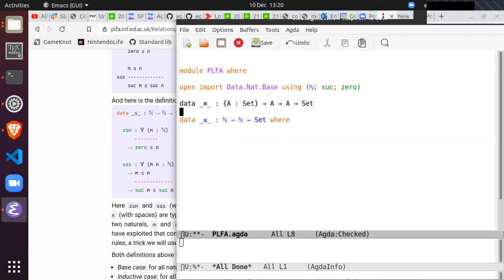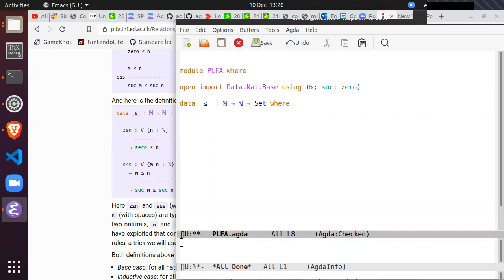It returns you a set. But for less than or equal to, we insist that you give us two natural numbers. Right.